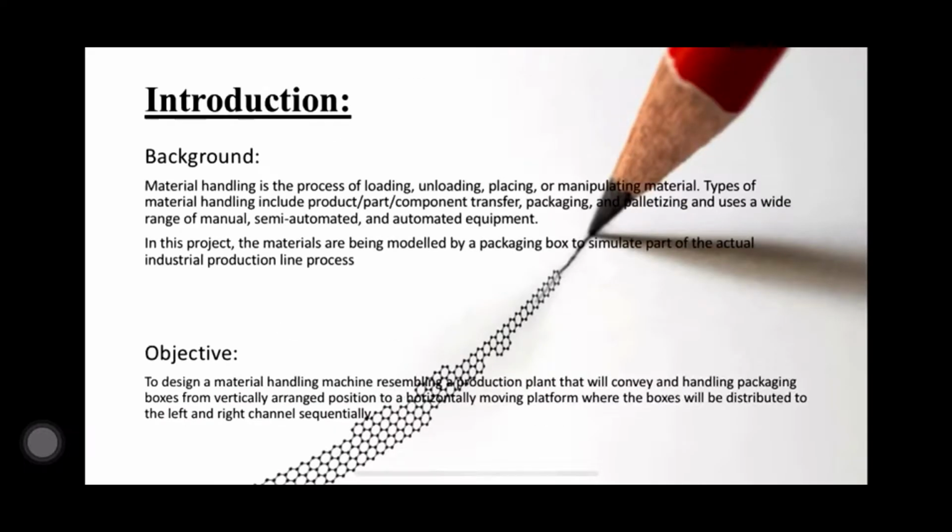We are from section 9 group B and we are given a task regarding material handling machine configuration B, which is left and right distribution. My name is Mohamad Redzuan and this is my group members list name.